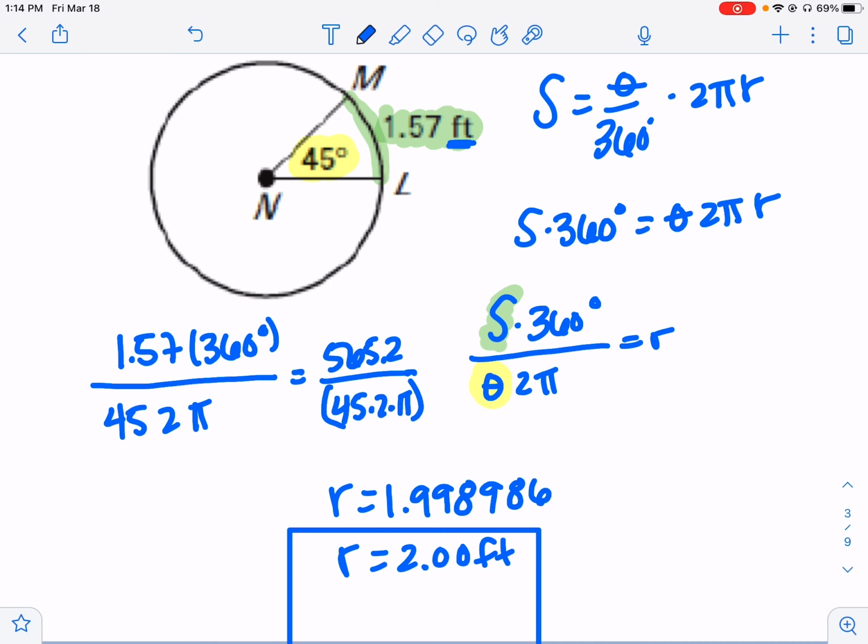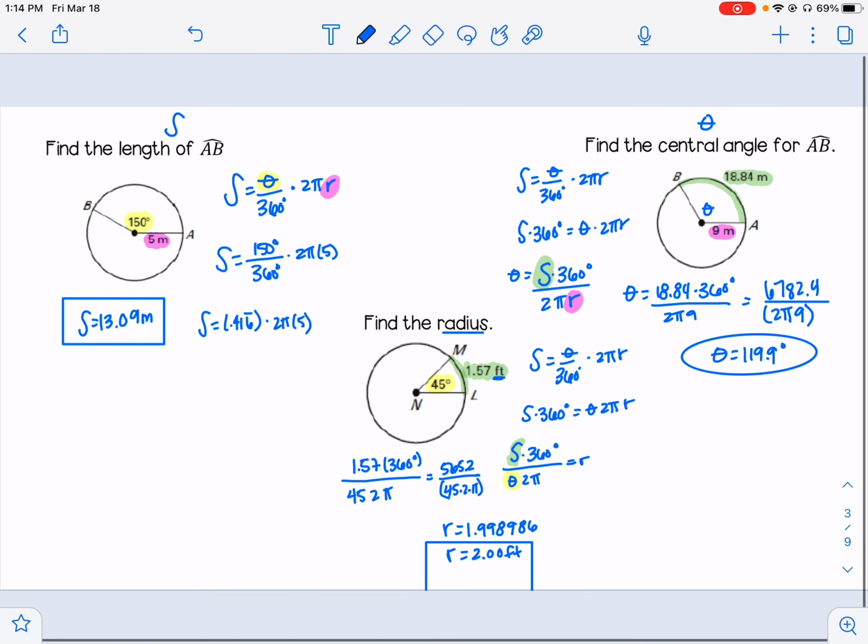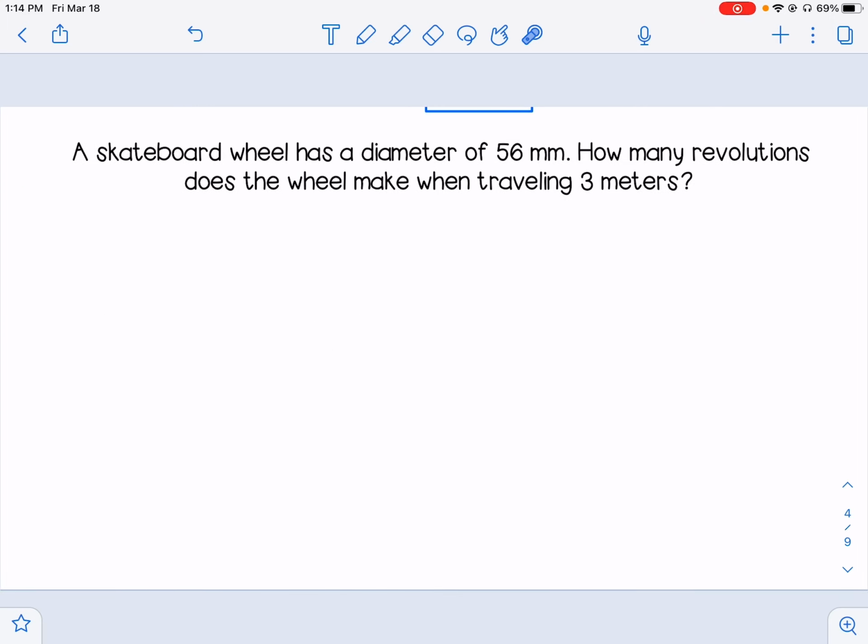All right, so those are some different ways that we could solve these problems out. These ones were all basics, where they gave us a diagram, and we were just finding the pieces that need to be put into our formulas. The next part is, what type of application problems can we do that are related to arc length? So I've got two, I think, application problems here for you.